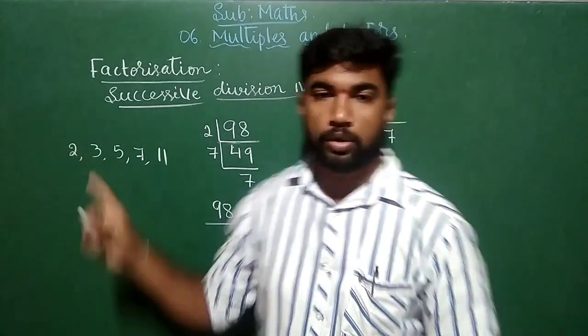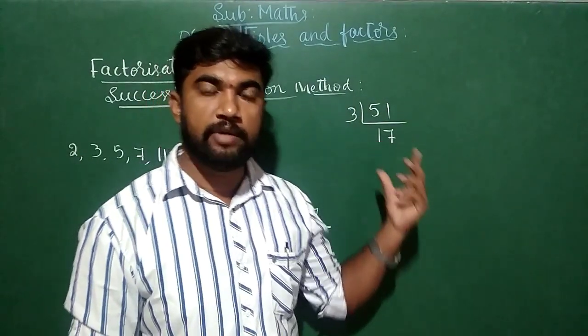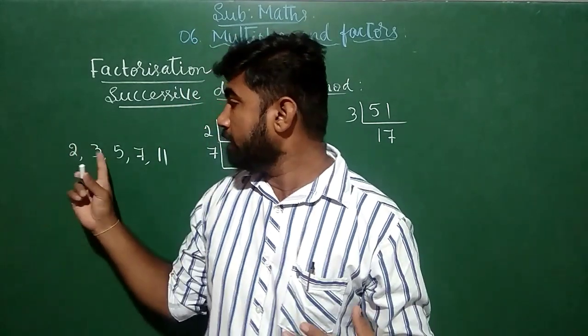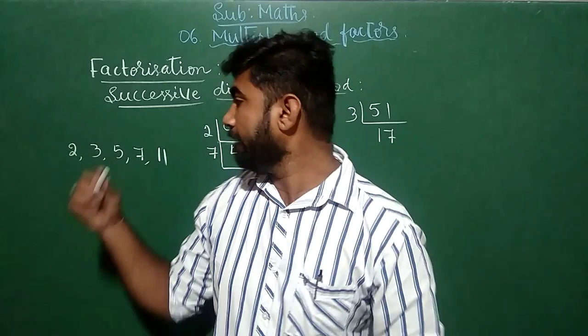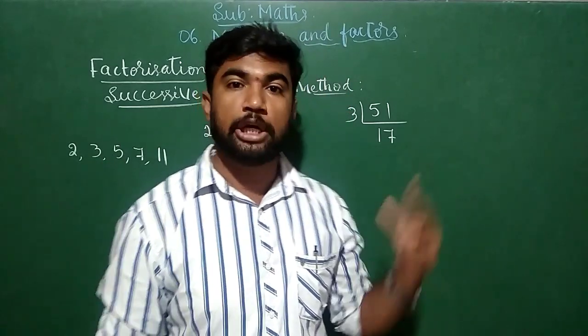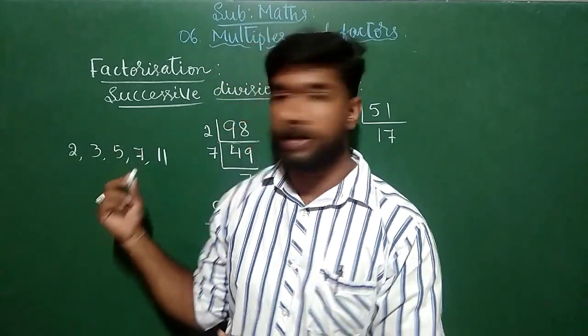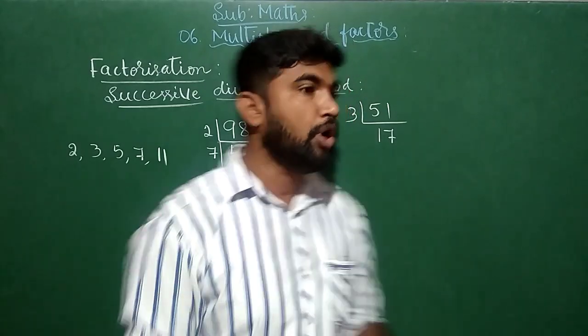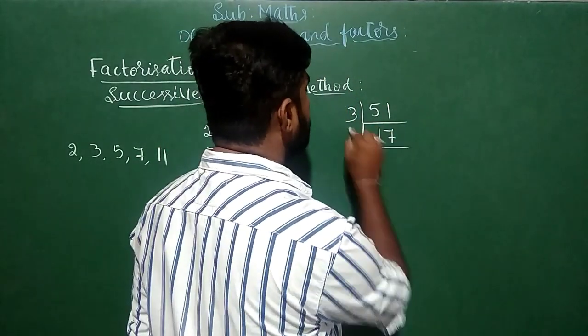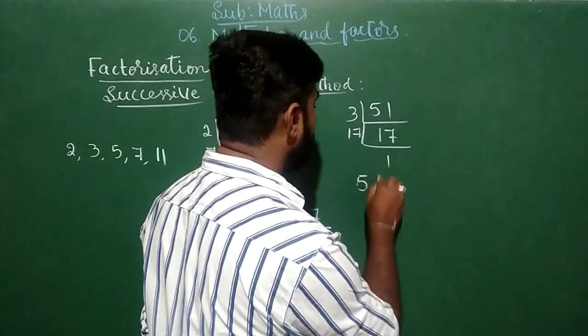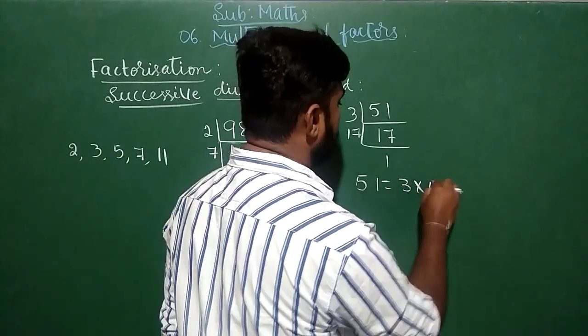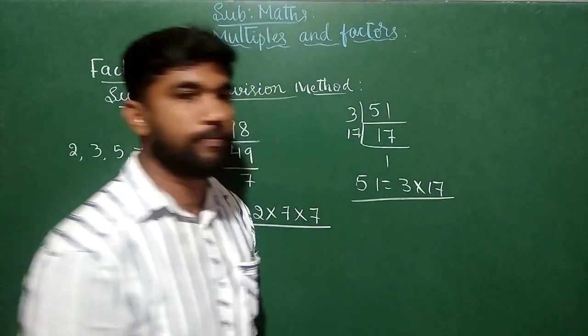17 is not divisible by 2. The next prime number is 3. 17 is not divisible by 3. Next 5, 17 is not divisible by 5. Next 7 also, 11 also. So finally 17 ones are 17. So finally we got 51 equal to 3 into 17. These are the prime factors.